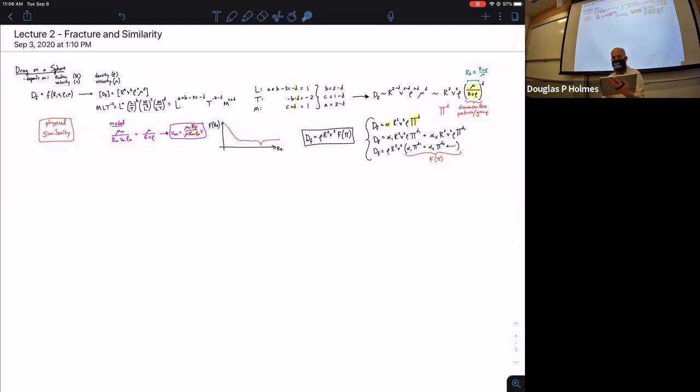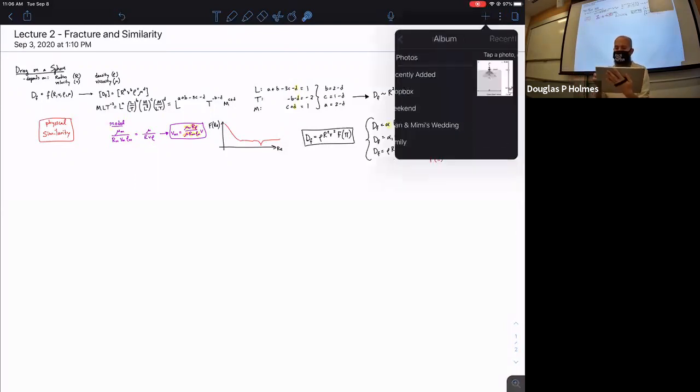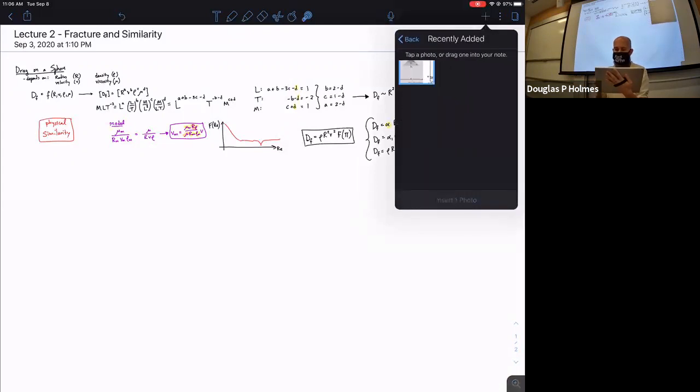The second point, which is a little bit more subtle and a little bit more instructive, is that if you see some sort of physical similarity in your problem, that usually should motivate you to go and look for a scaling. So let me give you an example of what I mean by that. So here is a problem.